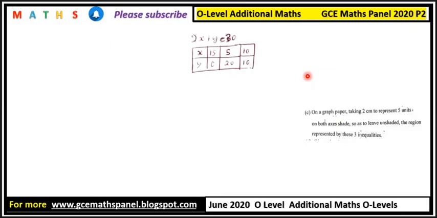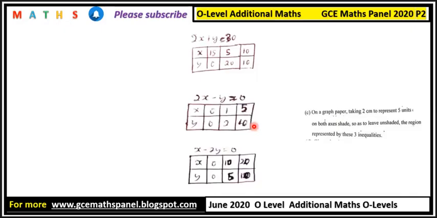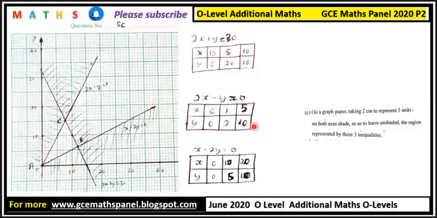So first of all, make our tables for each of them. For 2x plus y equals 30, if y is equal to 0, x will be equal to 15. If x is equal to 5, 5 times 2 is 10, 30 minus 10 is 20, so y will be equal to 20. And if x is equal to 10, y will be equal to 10. And we do the same for the other two equations. So this is what we have.